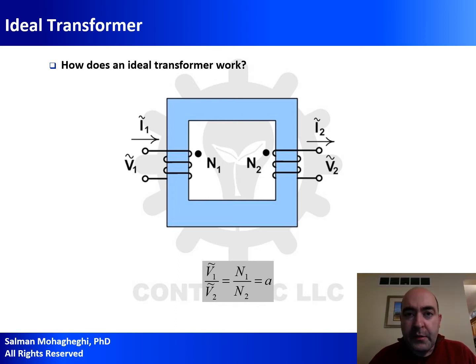They may come with different names as well. For example, some people call them input winding and output winding. But in this lecture and the remainder of lectures in this series, I will refer to them as primary and secondary.